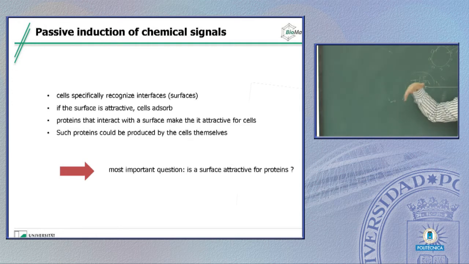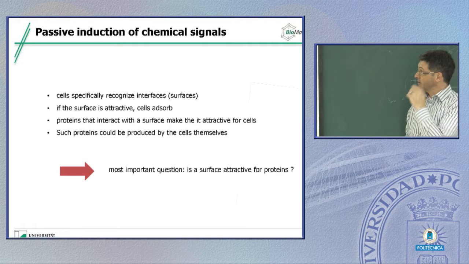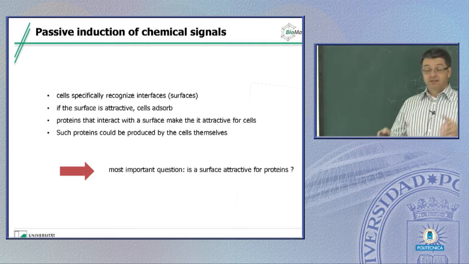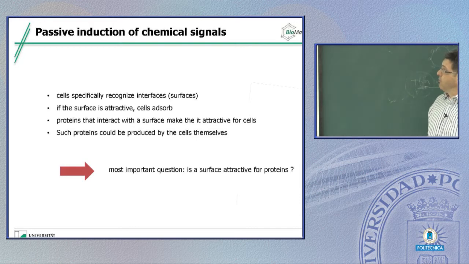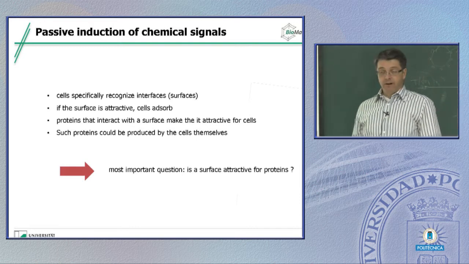If a surface is then attractive for the collagens, the fibroblasts will have some grip, and they can hold on to the collagen, and then they produce more collagen, and this is how everything starts. So the most important question here is now, is a surface attractive for proteins? So this is a very simple test.